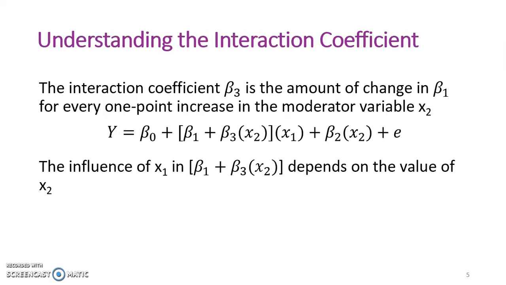Again, anything in the bracket is what is representing the relation between x1 and y. So the fact that beta 3, we've factored x1 out of it, we have x2, the variable inside those brackets, indicating that x2 influences the relation between x1 and y.